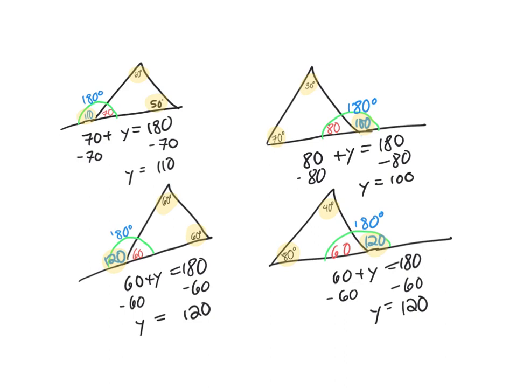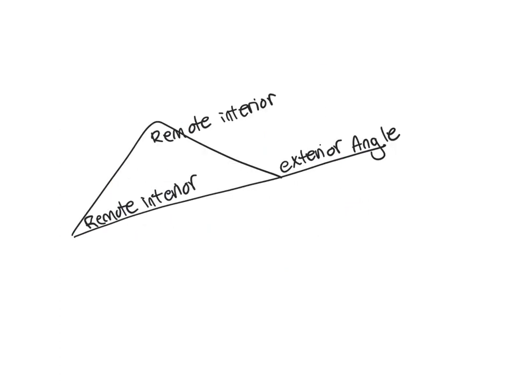It would appear that the measure of the exterior angle of the triangle is equal to the sum of the interior angles that are opposite it. And in fact, that is true. The measure of the exterior angle of a triangle will equal the sum of its remote interior angles.